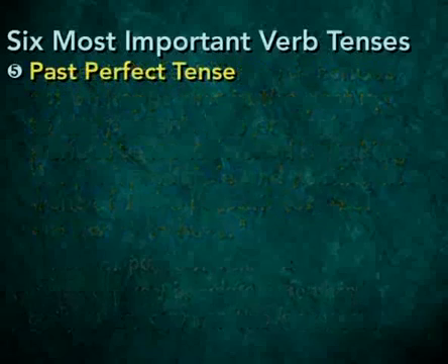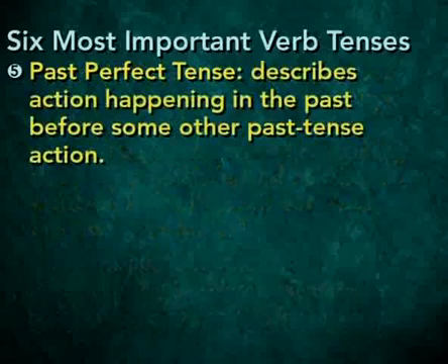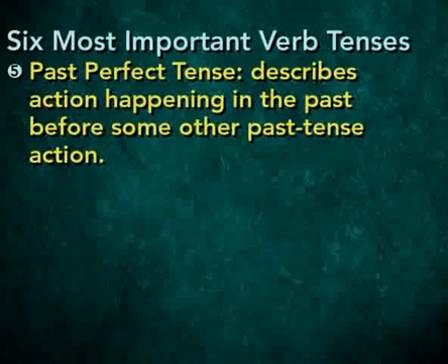The fifth important tense is the past perfect tense. This is used to describe action happening in the past before some other past action, which would usually be described in the past tense. Remember that the past tense is used for action happening in the past. When you're describing action happening even earlier than a past tense action, you would use the past perfect tense, and we'll see an example in a moment.